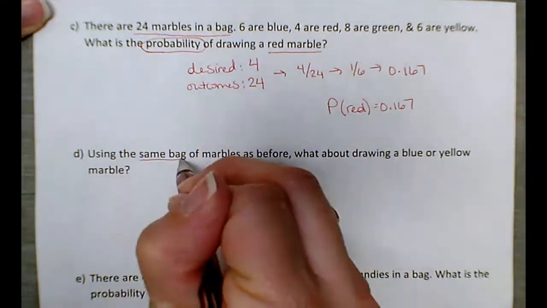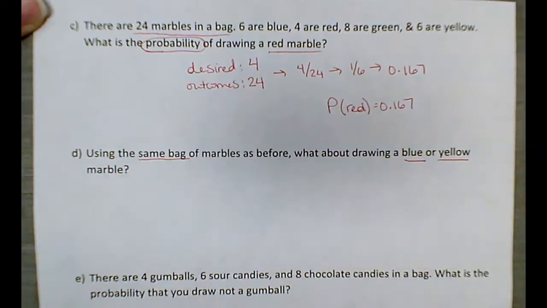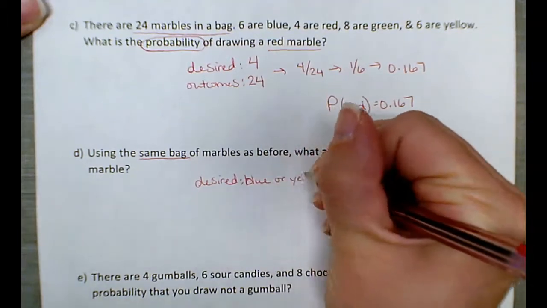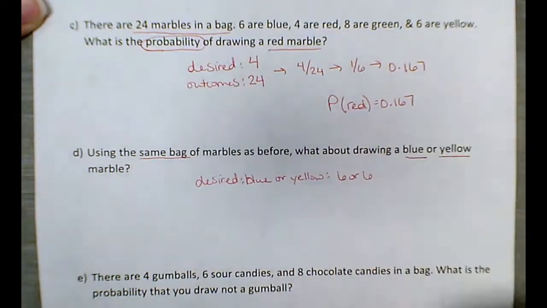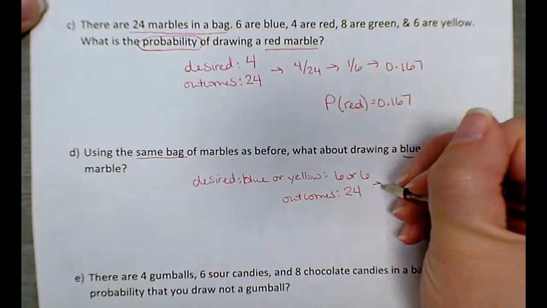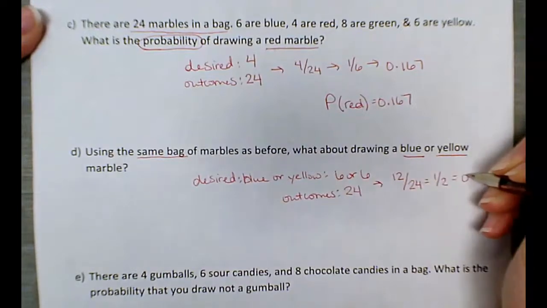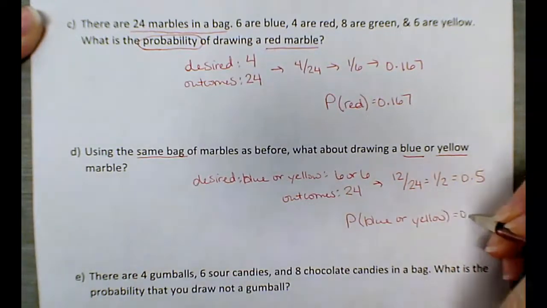In part D, we're using the same bag as before, so the description up here is the same. What about drawing a blue or yellow marble? So the number of outcomes doesn't change. There are still 24 marbles in the bag. However, this time the desired is blue or yellow. There are 6 blue marbles and 6 yellow marbles. So total, there are 12 possible marbles that we could draw here that are what we desire. The outcomes, there are still 24 marbles in the bag. So when you create the fraction, 6 blue and 6 yellow make 12 total desired marbles out of 24. That simplifies to 1/2, which is 0.5. So the probability of blue or yellow is 0.5.